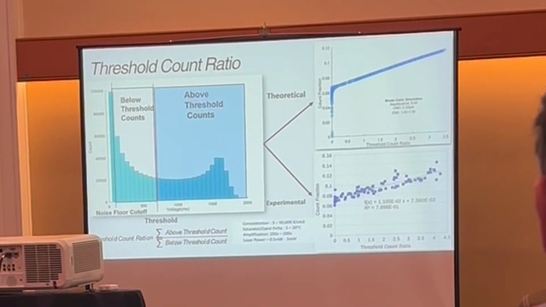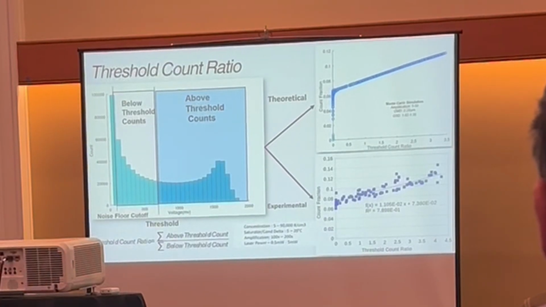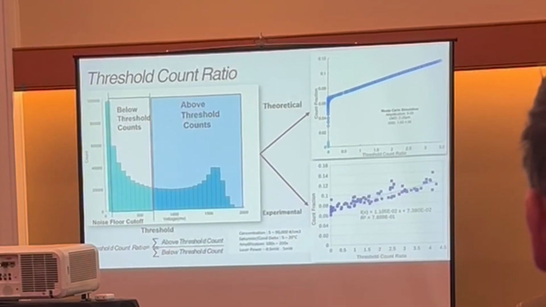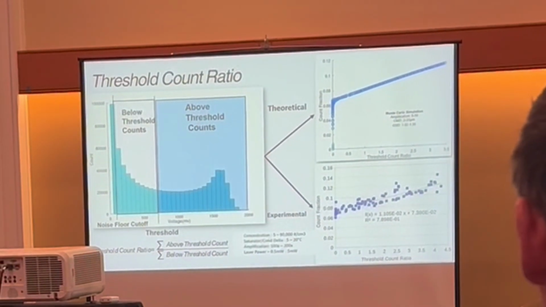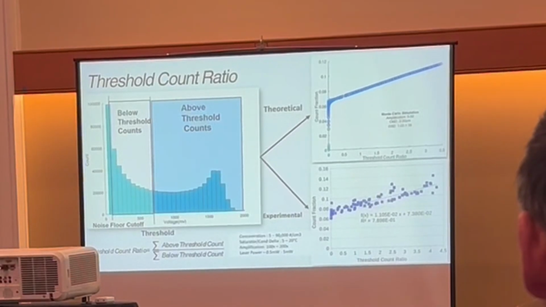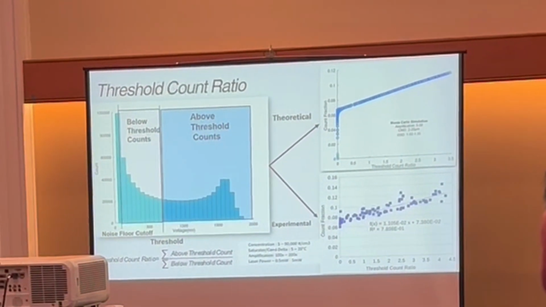We draw a line in the sand, and we call that our threshold. Basically, we bin all the counts that have pulses above that threshold. We call them above threshold counts. For pulses that are smaller than the threshold, we bin them in a below threshold count. And then the threshold count ratio is just the above threshold divided by the below.